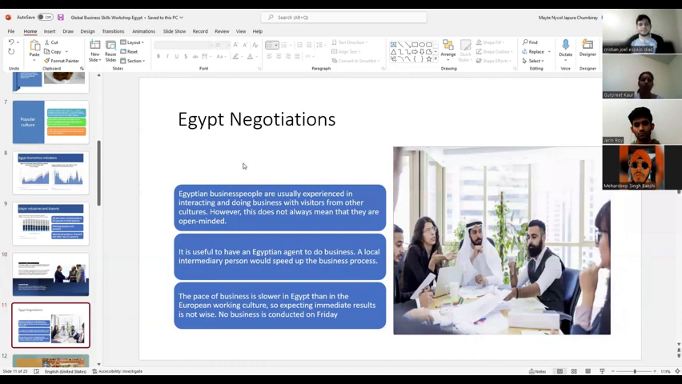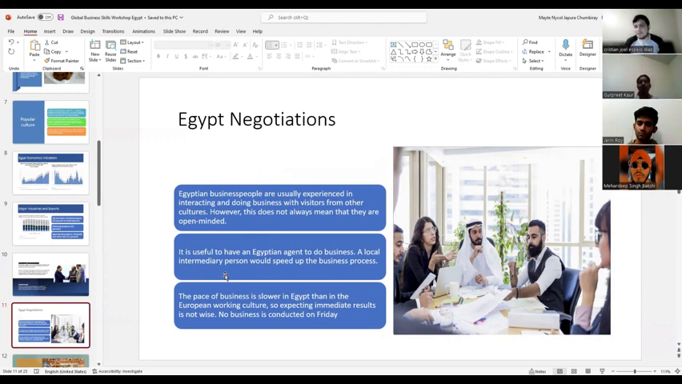Egyptian negotiation. Egyptian business people are usually experienced in interacting and doing business with visitors from other cultures. As I said before, we have to conduct business slowly, but they are usually experienced with this, so they know that we try to solve our business fast. It's useful to have an Egyptian agent to do business.